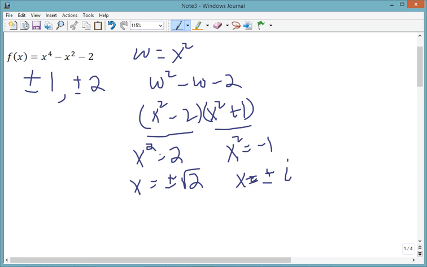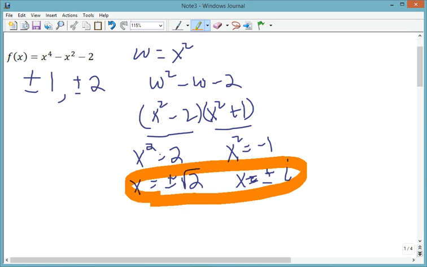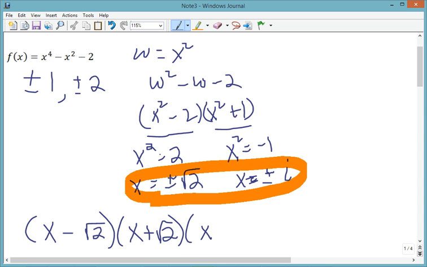So I had my 4 zeros, and when I write that completely factored, it would be x minus the square root of 2, x plus the square root of 2, x minus i, x plus i. So we have 4 zeros, 4 factors. These are completely factored into linear factors. That means the x is to the first degree in all of these.